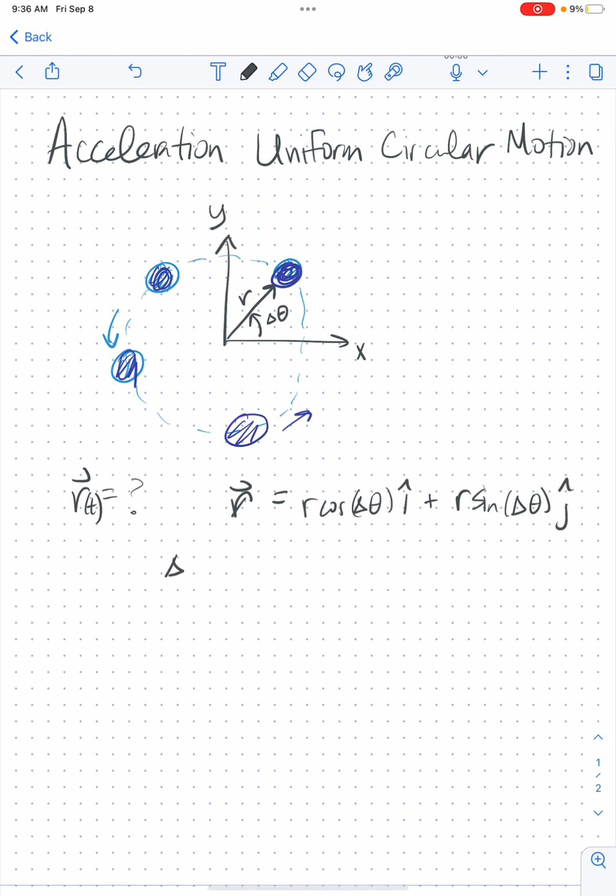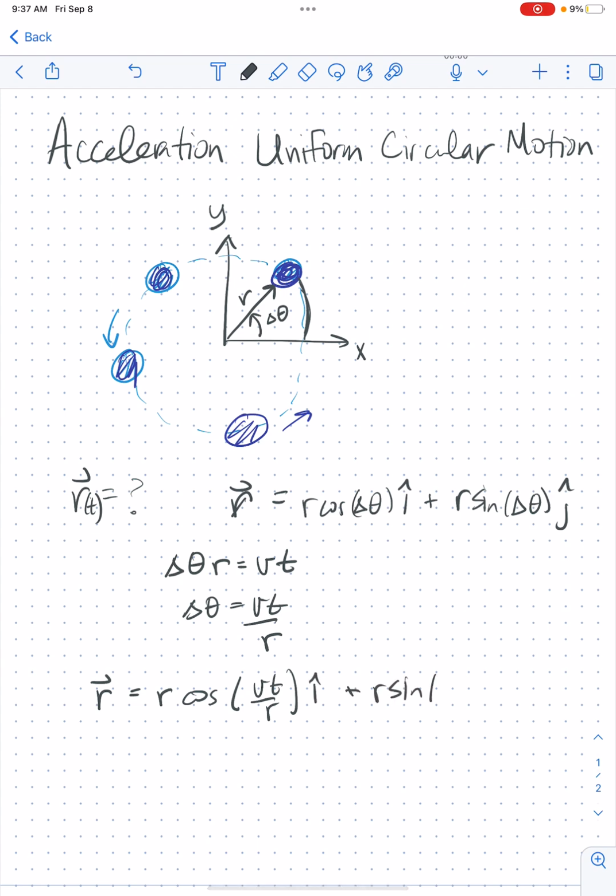And we also know from the basic description of arc length that the distance that this has traveled along a particular arc, for example here, is delta theta r, and if it's traveling at some speed v, then the distance it traveled is also vt. So we can say that delta theta equals vt over r. So now we can write that our position vector is r cosine of vt over r i hat plus r sine vt over r j hat, okay?